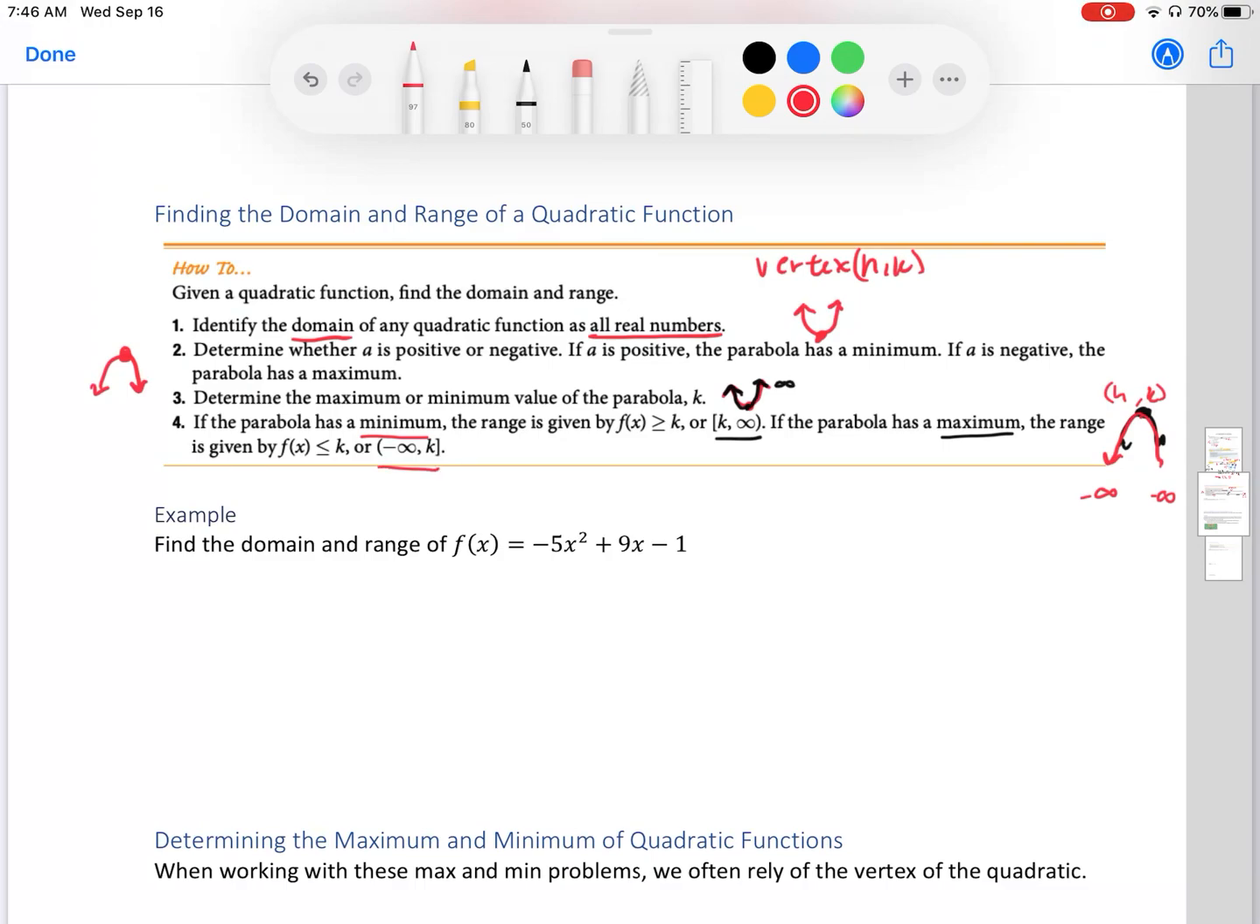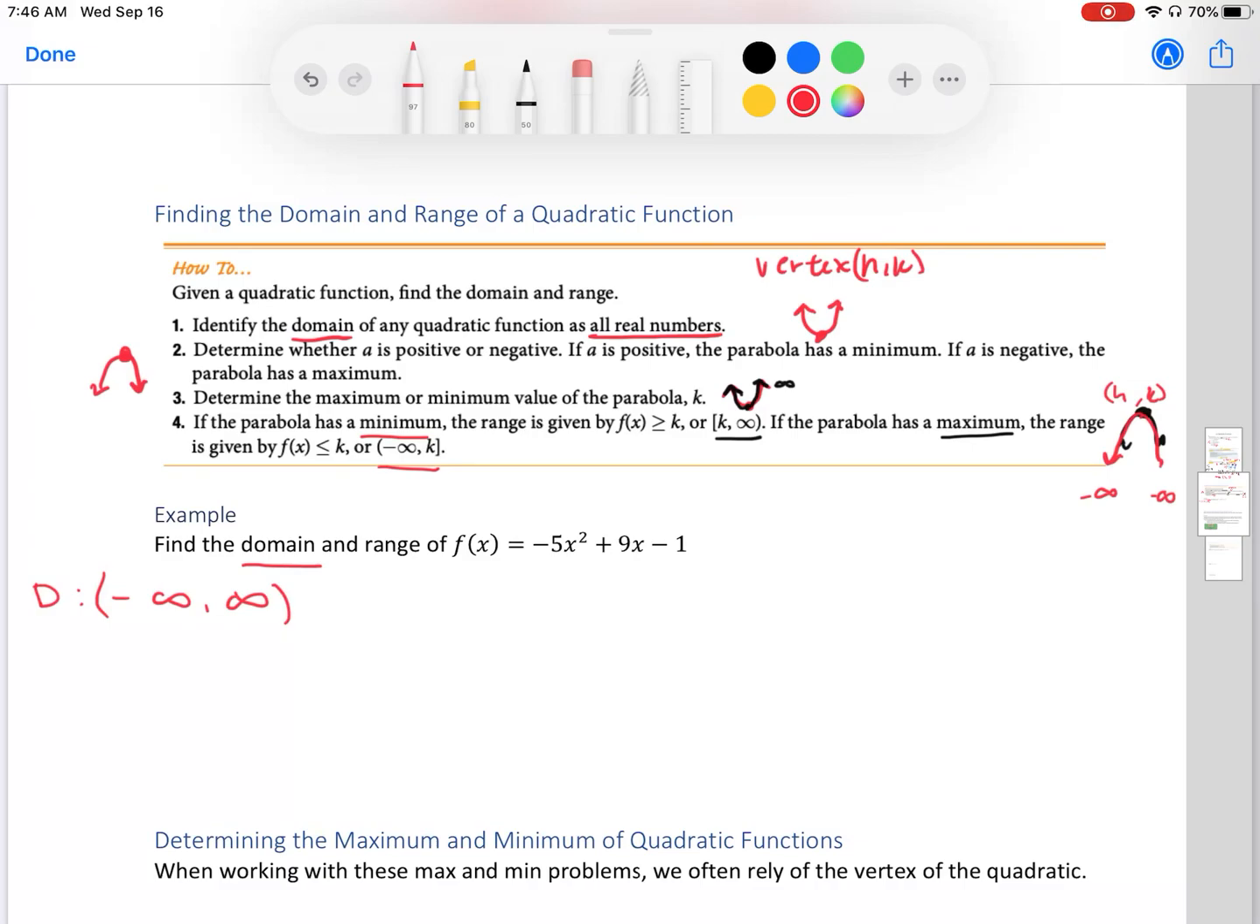So what's helpful about this is we have something that always works for our range. So find the domain and range. Well, domain we can do without a thought. The domain of a quadratic function is always all real numbers. So negative infinity to infinity. Your range just requires some effort.